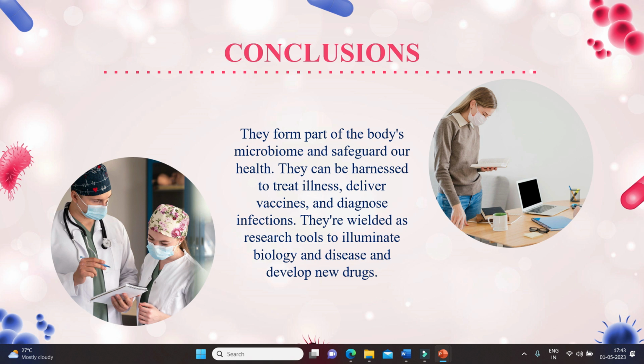Coming to the conclusion, viruses form part of life. Viruses are used by the body to treat illness, sometimes to deliver vaccines, and to diagnose infections. They are used as research tools to illuminate biology and disease and to develop new drugs, as usual.